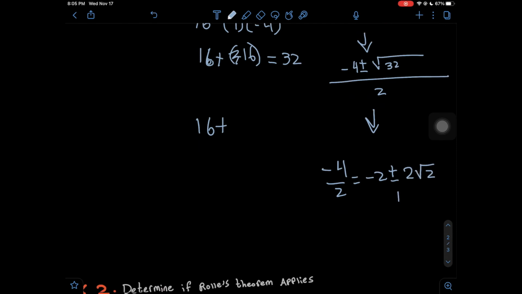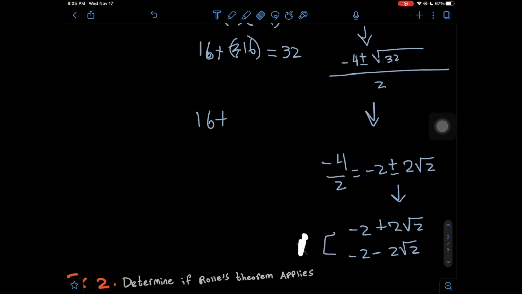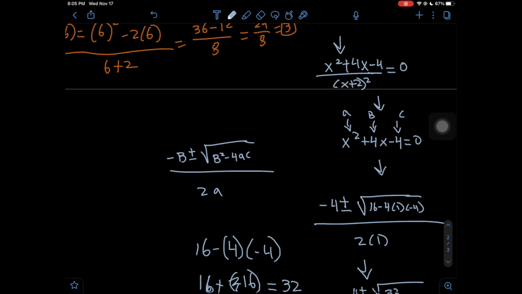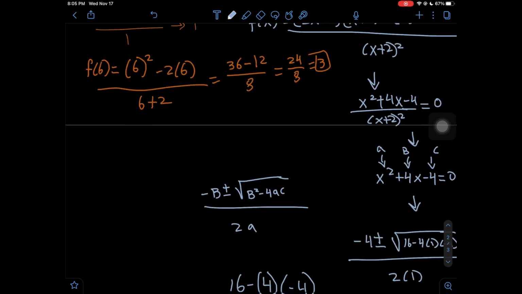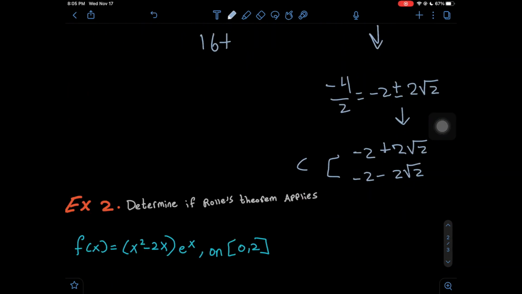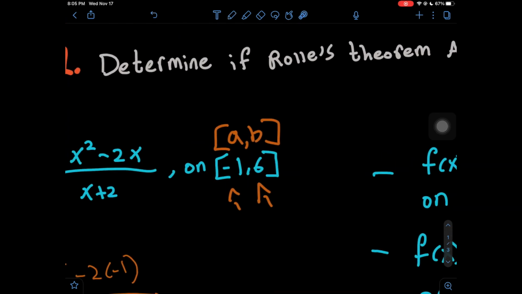Now we have negative 2 plus 2 square root of 2, and negative 2 minus 2 square root of 2. And these are technically what we call the c values when we were defining our Rolle's theorem. At least one number c. Remember, it has to be in the interval, and our interval in this question was negative 1, 6. So let's see if they both fit.